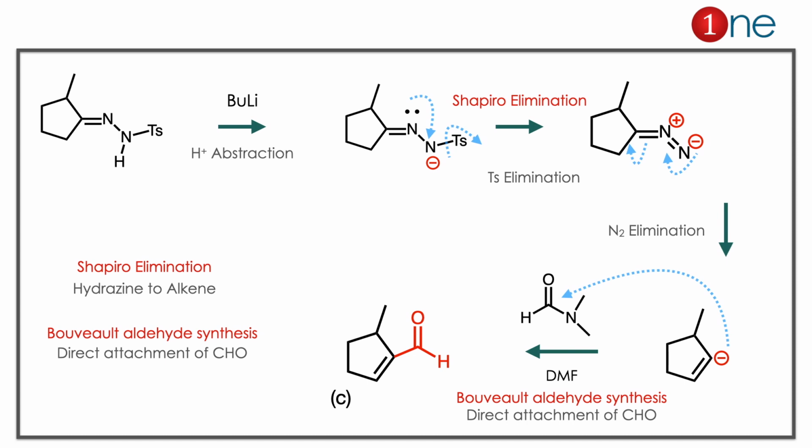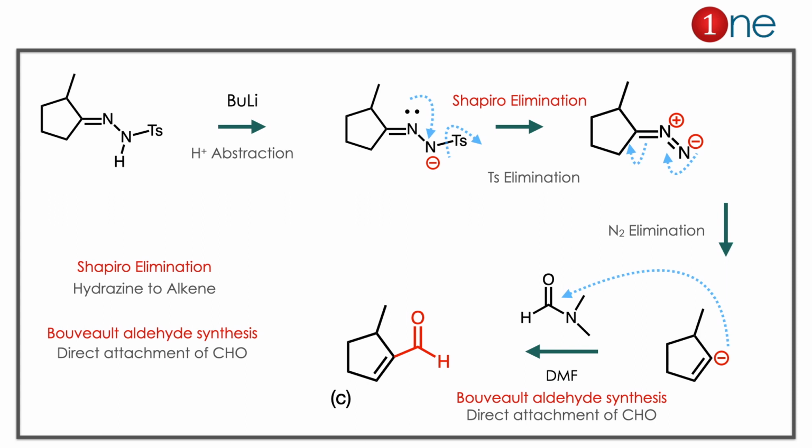So N minus is there. The nitrogen lone pair donates the electron. You have N double bond. Ts is leaving, so Ts elimination. Next step you have N plus and N minus, which has a triple bond character. So nitrogen is a good leaving group. So nitrogen leaves. You have alkenyl anion formation.